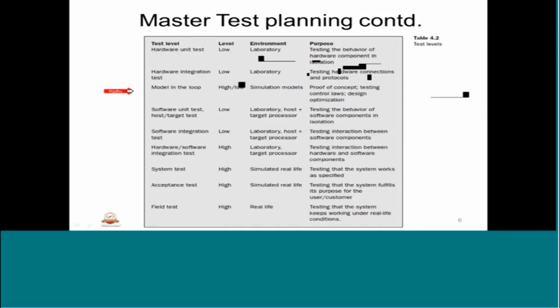Then we have the model in the loop. This is categorized as either high or low depending on the type of models that we use. We know that in the initial stage of the project we develop models to prove whether it is going to work. So the basic purpose is proof of concept, testing control laws, design optimization. Some of the complex algorithms may need to be proven first before we actually develop and deploy. Of course, in terms of memory and performance, we may have to optimize. So in order to architect efficiently, we may have to do design optimization. All this will be covered under model in the loop, also called MIL.